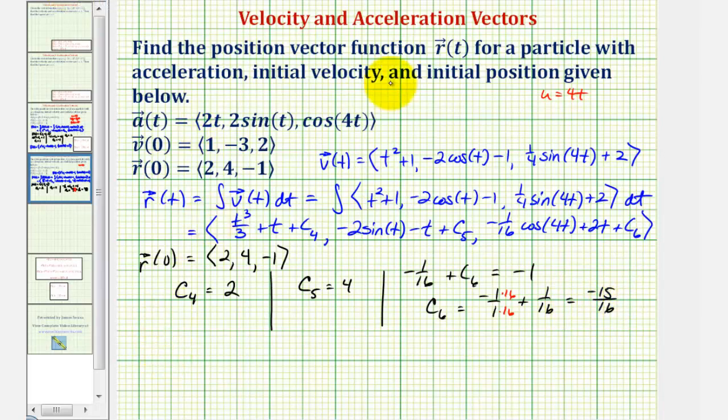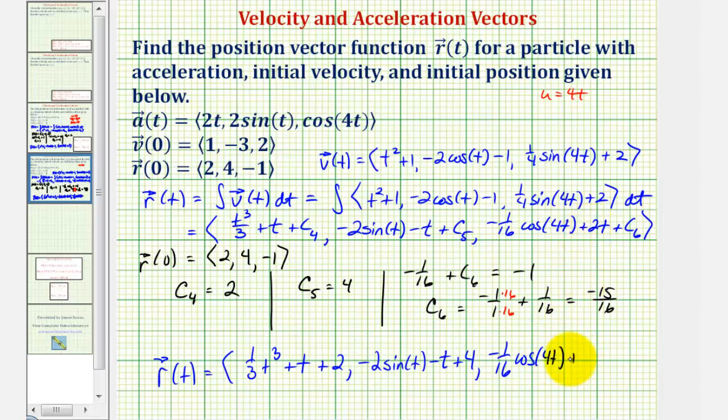So finally, now we know our position vector function r of t has an x component of, let's say, 1/3 t to the third plus t plus c sub 4, which we know is 2, so plus 2. The y component is negative 2 sine t minus t plus c sub 5, which is 4, so plus 4, and a z component of negative 1/16 cosine 4t plus 2t plus c sub 6, which would be negative 15/16 or minus 15/16.